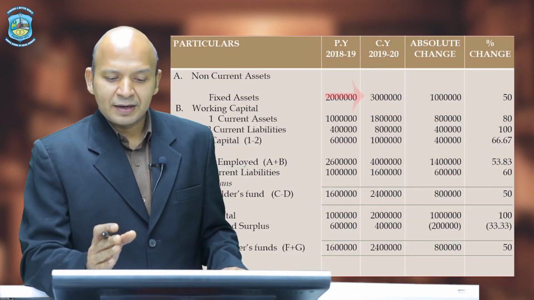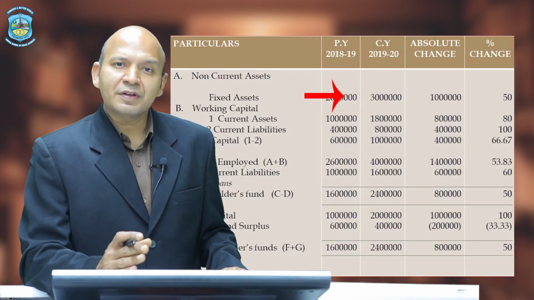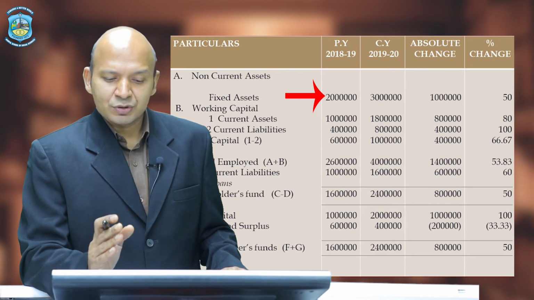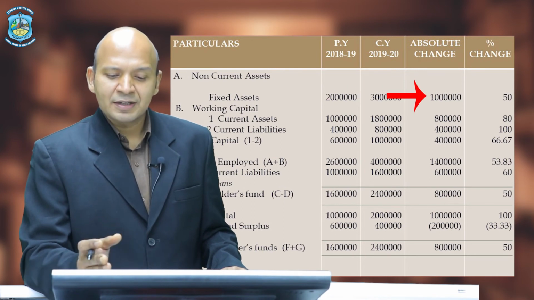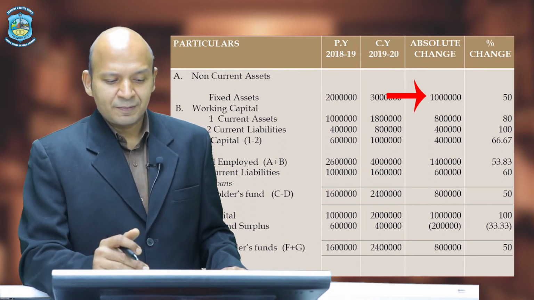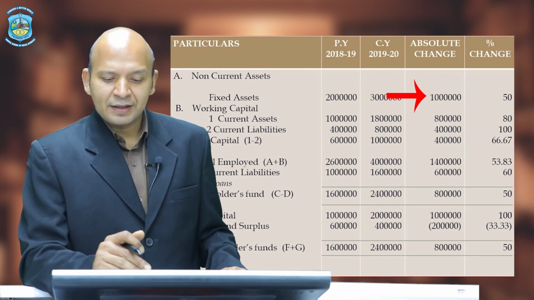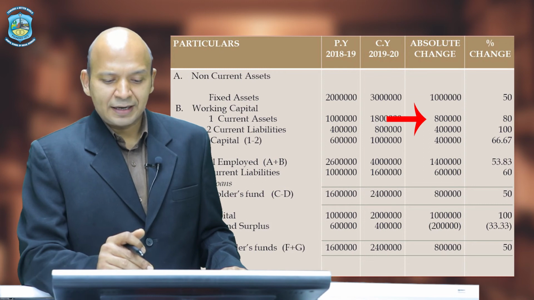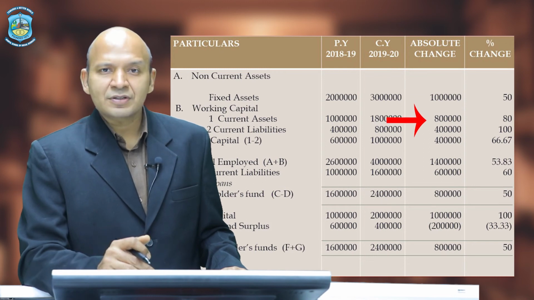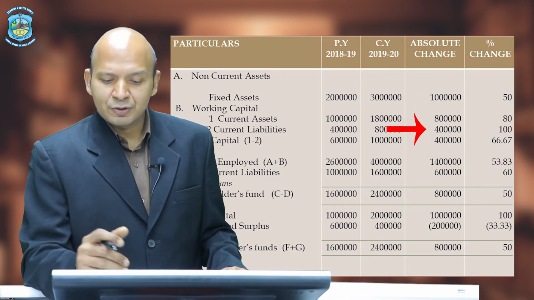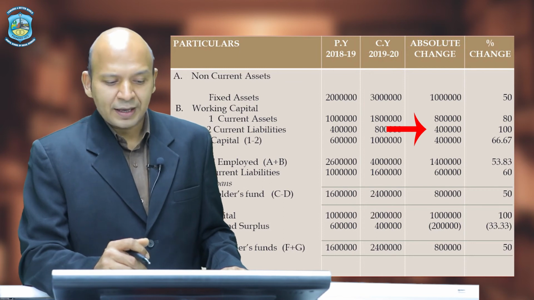For fixed assets, if we have to calculate absolute change, how to calculate? Current year amount is 30 lakhs, previous year amount is 20 lakhs. So 30 lakhs minus 20 lakhs, the difference amount is 10 lakhs. For current assets, same way we will be calculating, the difference amount is 8 lakhs. For current liabilities, the difference amount or absolute change is coming as 4 lakhs.